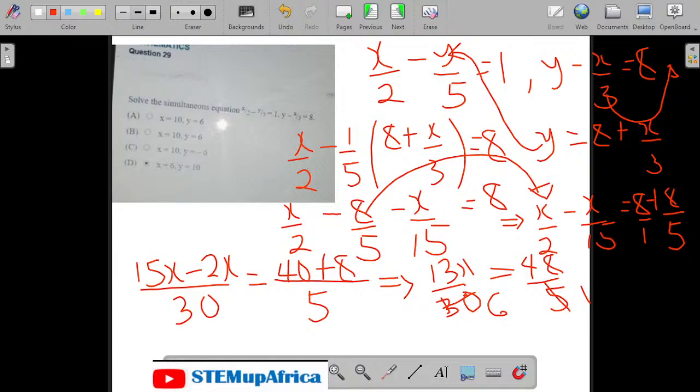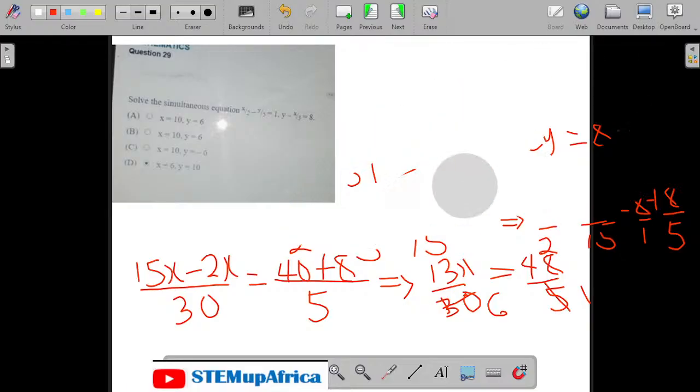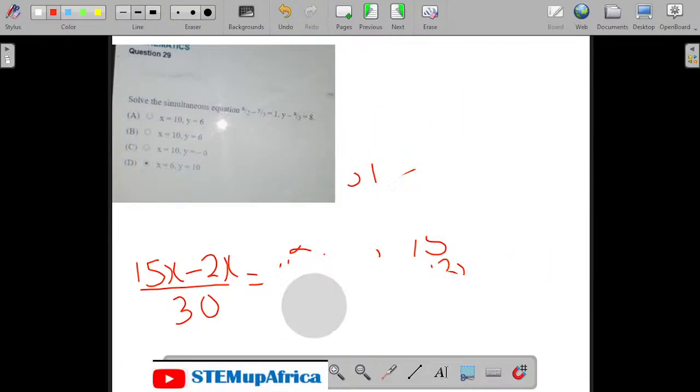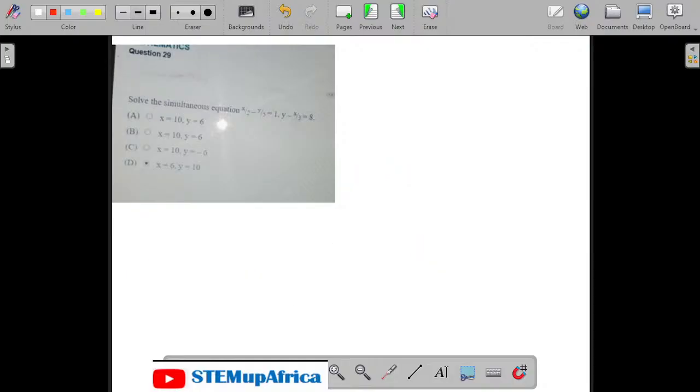That will give us no clean solution to that question, although we marked 6 and 10, as the case may be. Let's mark 6 and 10. So let's solve it in a different way and see if we're going to have a solution to it.